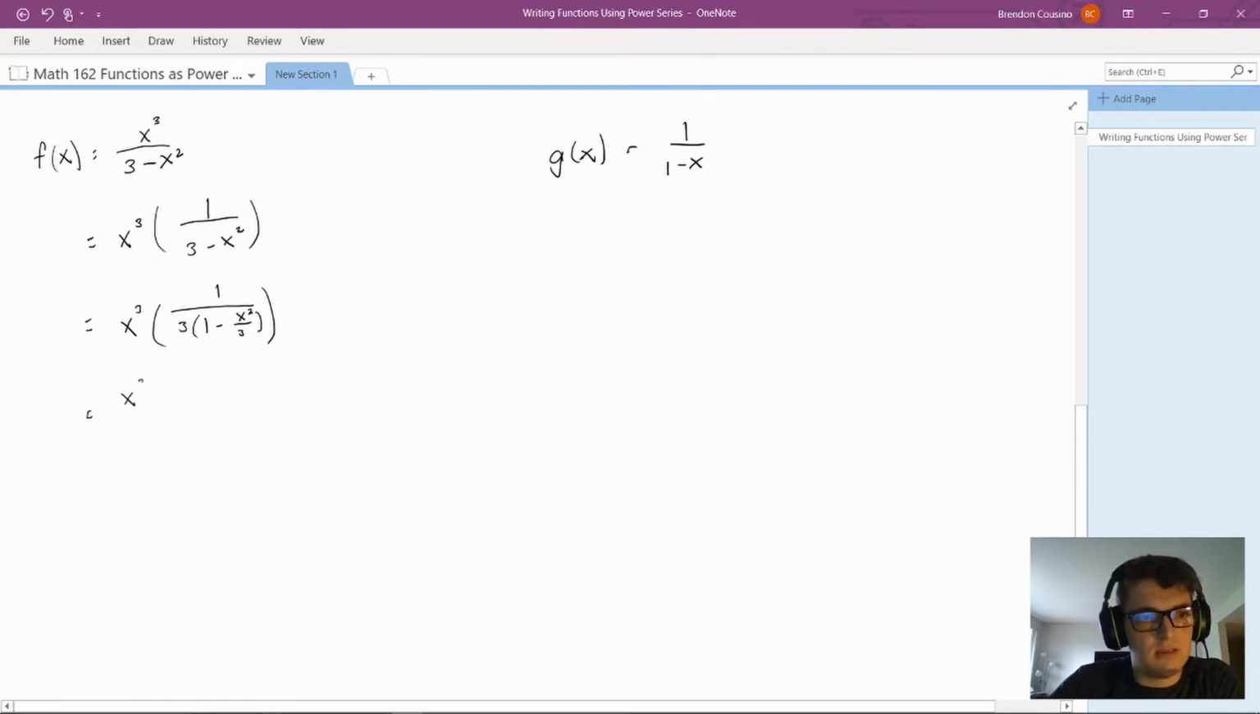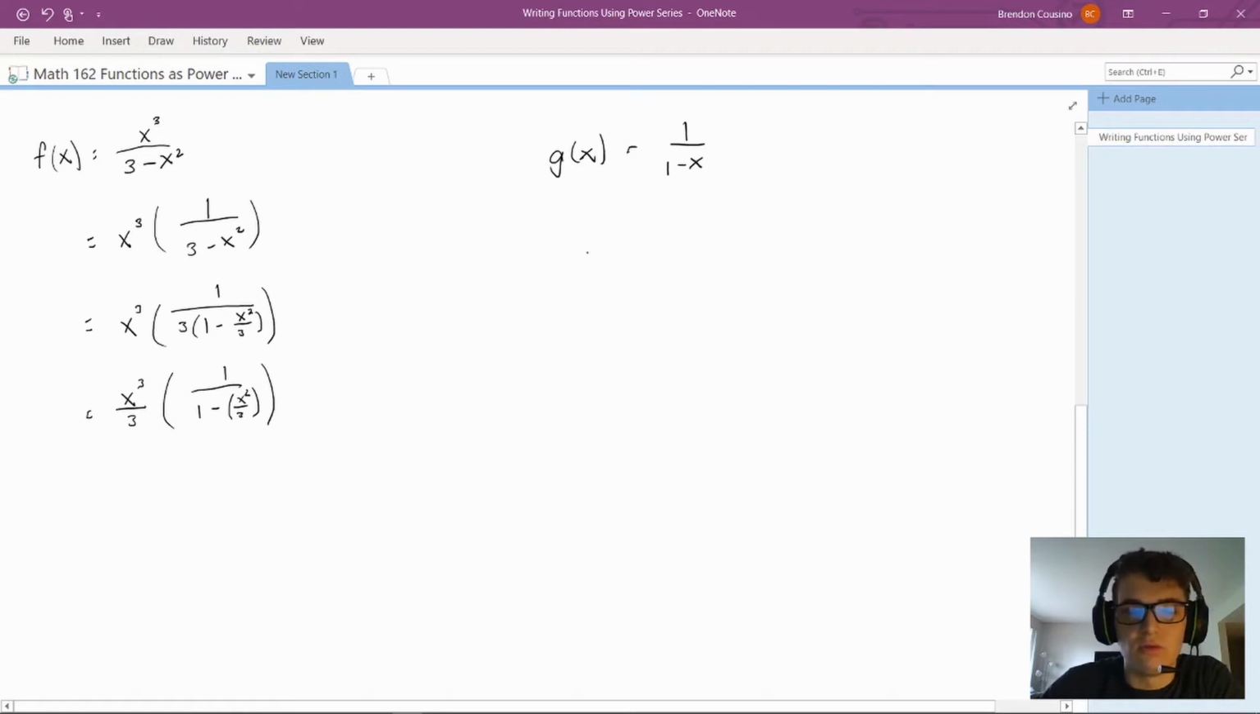So it's going to be x cubed divided by 3 multiplied by 1 over 1 minus, and I'm going to put a parenthesis around this, x squared divided by 3. Right, so this is exactly what our g of x is here, right? Except our x in this term is just going to be this x squared divided by 3.